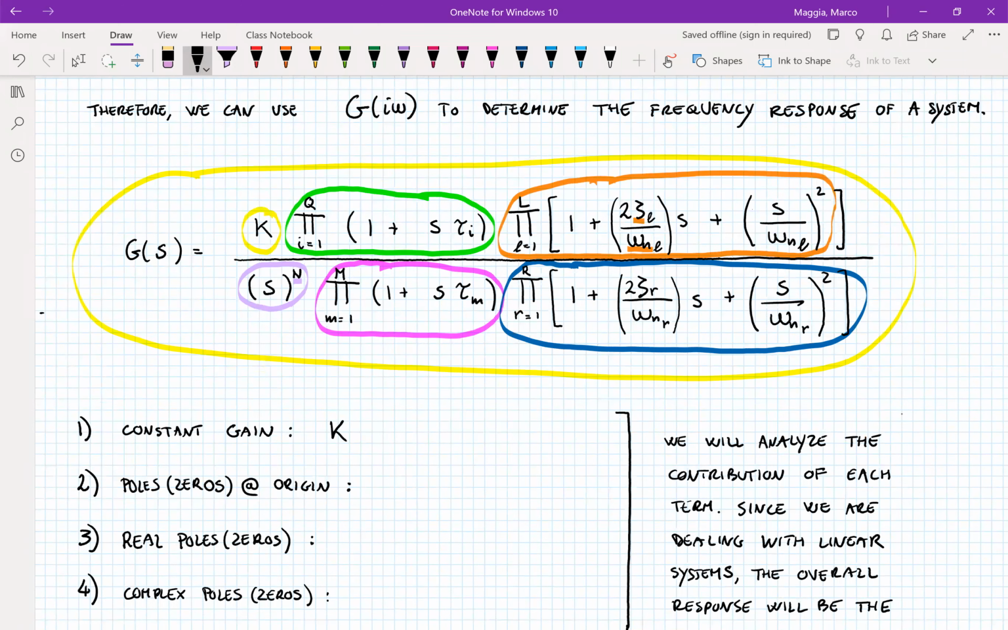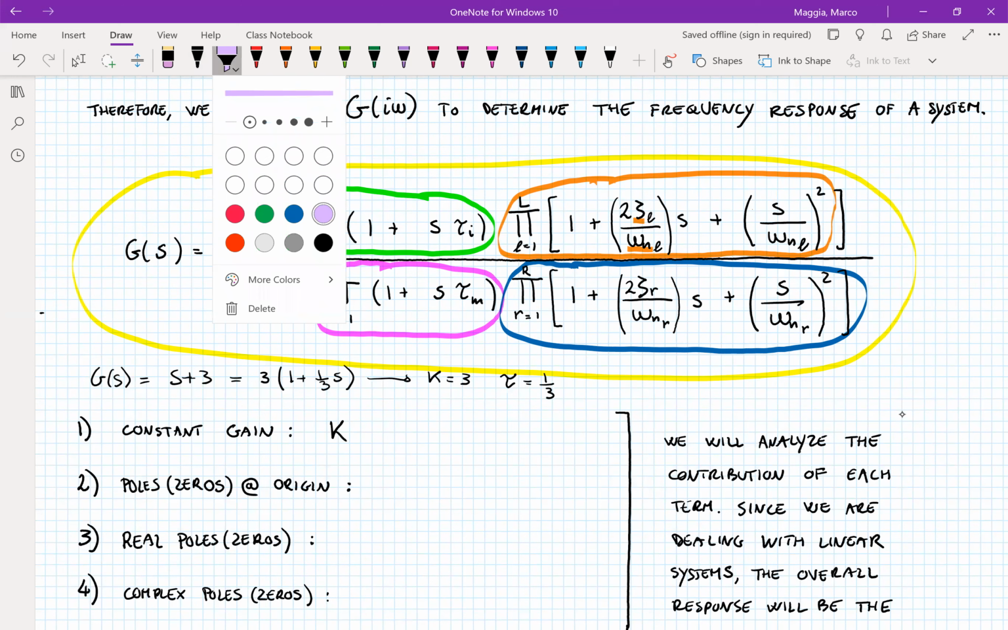So the only difference now is that instead of writing the factors as, for example, if G of S had only a real zero, normally we would write it as S plus 3. Now instead, we want to write it as 1 plus S times a constant tau. So we have to gather 3 and write it as 1 plus 1/3 S. So in this case, K is equal to 3, and tau is equal to 1/3.